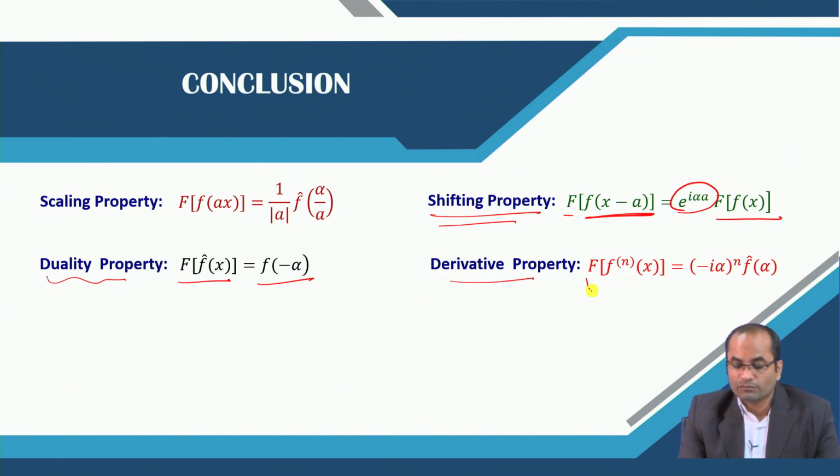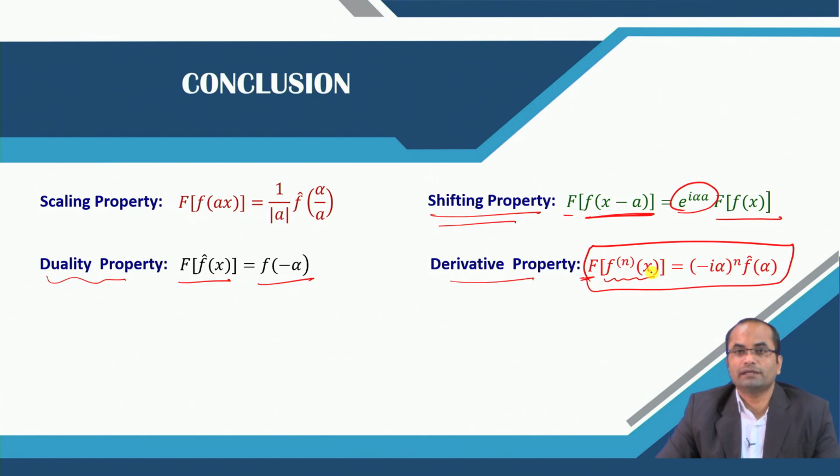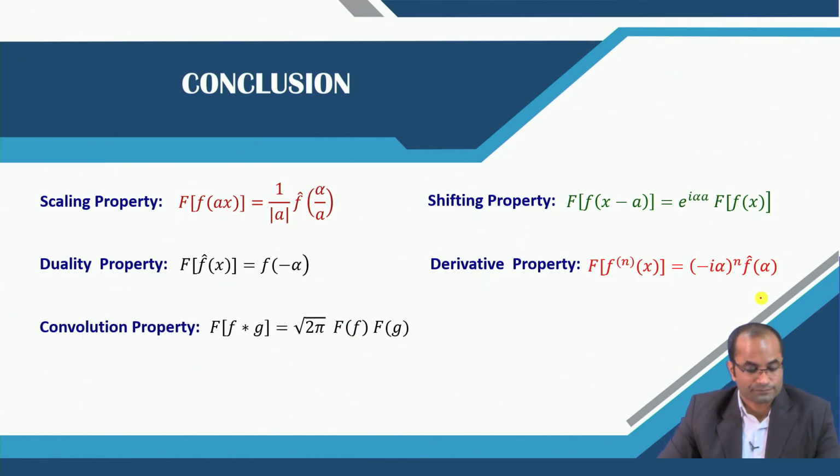The derivative property is the most important from the application point of view, for solving partial or ordinary differential equations: the Fourier transform of the nth order derivative of the function is equal to (minus i alpha) power n times f hat alpha. And remember, the most important condition used to get this property was that f goes to 0 as x goes to plus infinity or minus infinity.